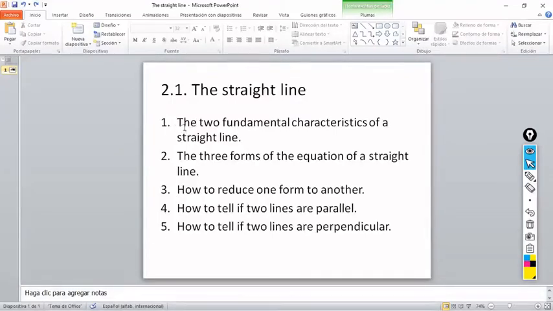We will be looking at, number 1, what the two fundamental characteristics of a straight line are. Number 2, the 3 forms of the equation of the straight line. Number 3, how to reduce one form to another. Number 4, how to tell if two lines are parallel. And number 5, how to tell if two lines are perpendicular. So let's go over the first 2 subtopics.